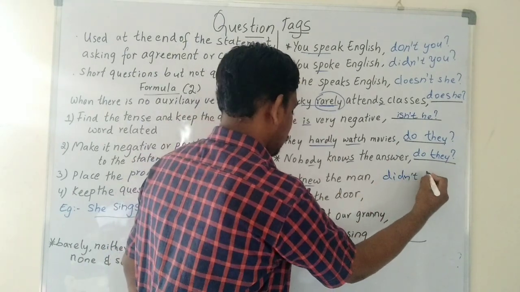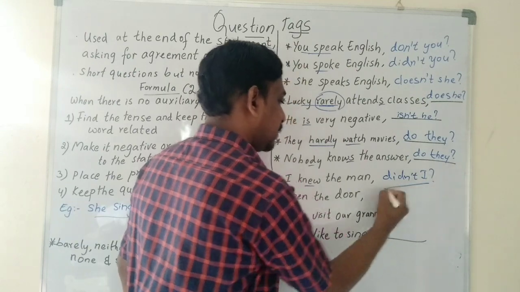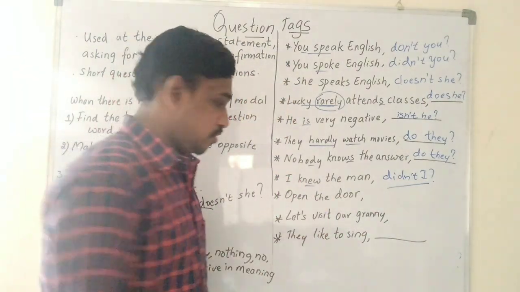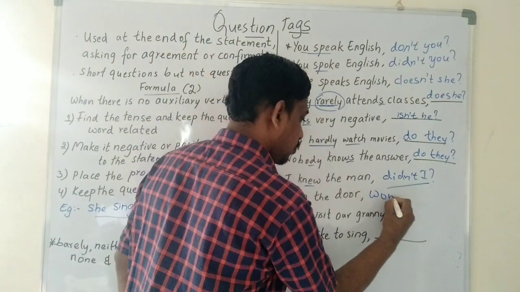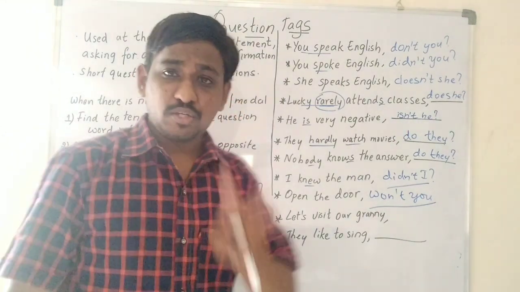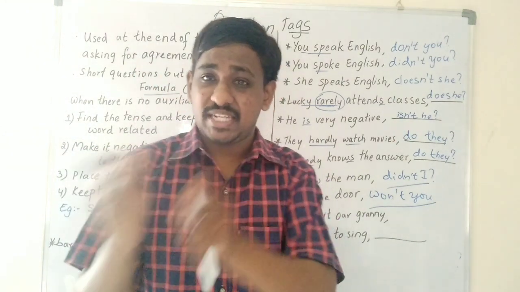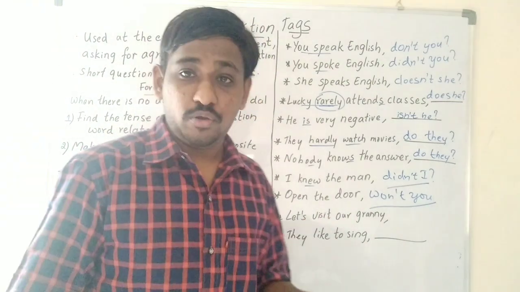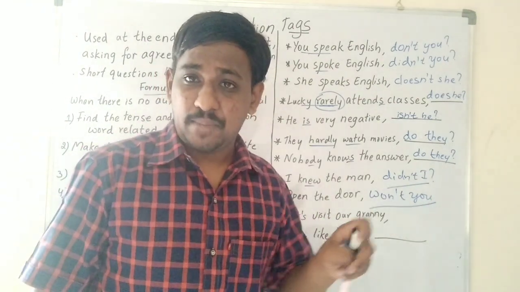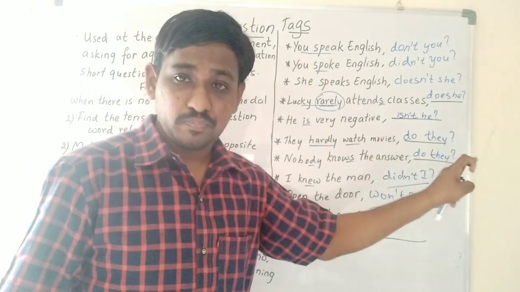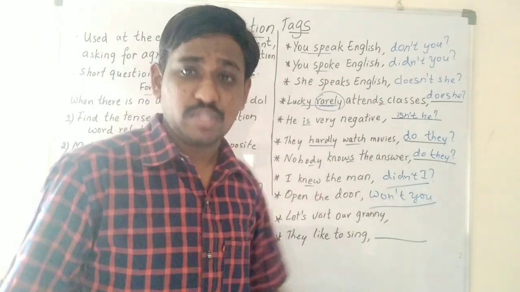Didn't. I. Didn't I? Open the door. Imperative sentence. Open the door, won't you? There are two explanations for that: one in the serious sense and one in the normal sense. In the normal sense, open the door, will you can come. In the serious sense, open the door, won't you, in a serious situation.